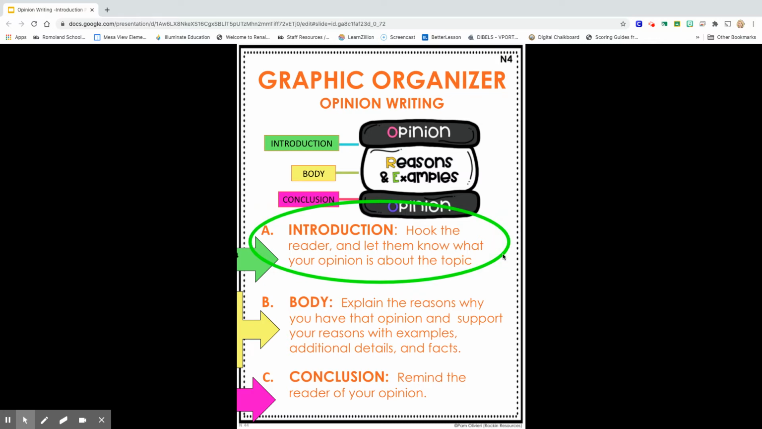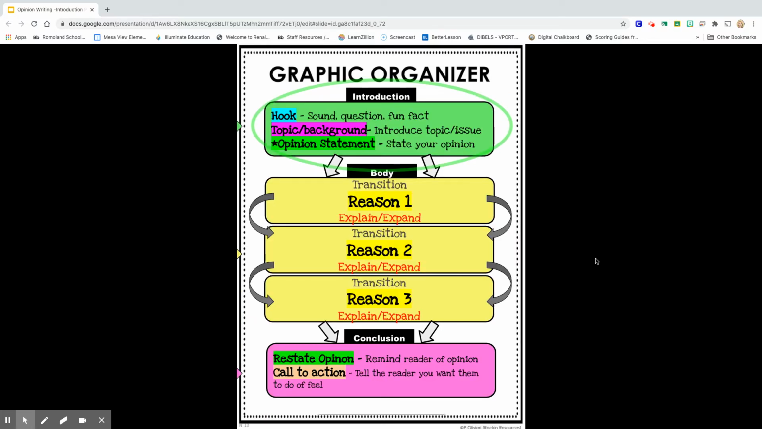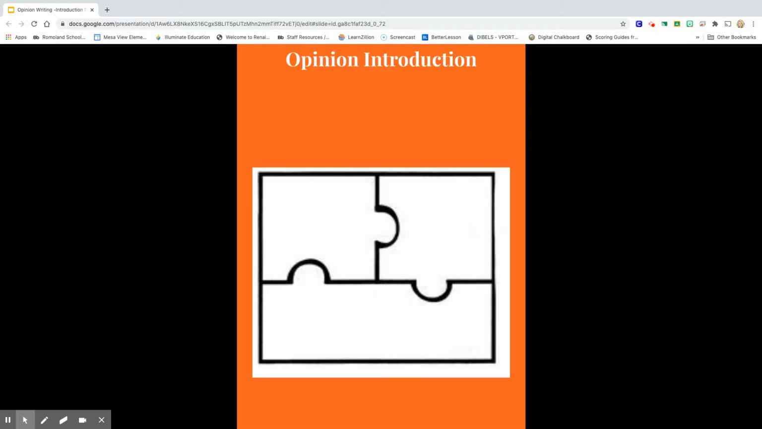And in the introduction, we want to make sure we hook the reader. We let them know what our opinion is and, of course, the topic that we're talking about. So when we look at our graphic organizer, again, today we're only looking at the very first paragraph. So let's take a look at what we need in that introduction paragraph.